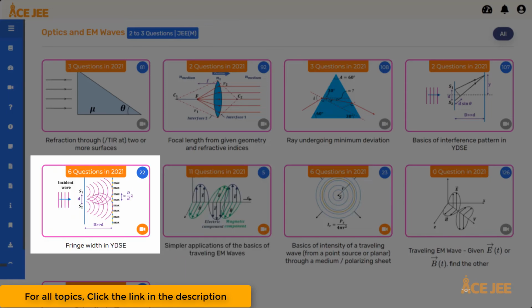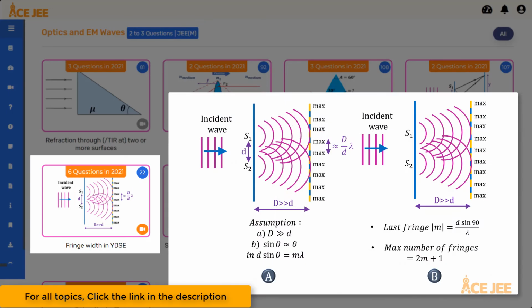Moving on to the next important question type, here you will be either asked to determine fringe width or angular fringe width for a monochromatic source of a given wavelength lambda, or you will be asked to establish the change in fringe pattern as the incident wavelength is changed, or you will be asked to establish the maximum number of maximas observed on the screen for a given Young's double slit experiment setup.